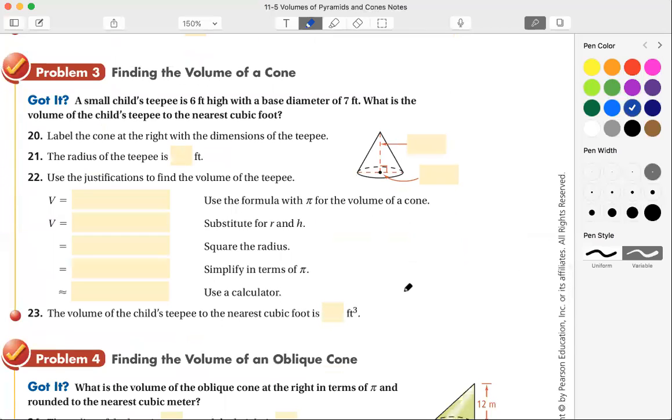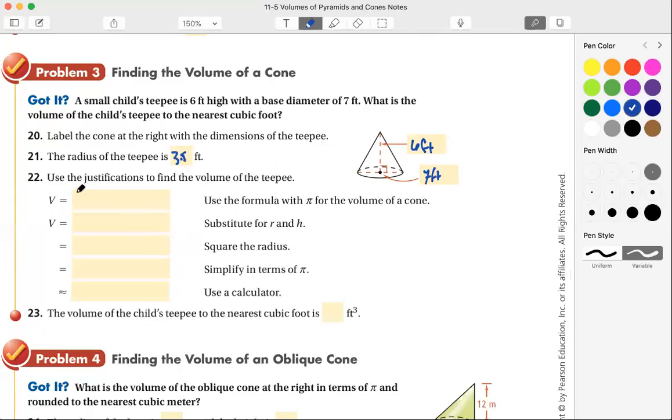All right, so let's find the volume of this cone. So a small child's teepee is 6 feet high with a base of diameter of 7 feet. What is the volume of the child's teepee to the nearest cubic foot? So label the figure first. So we know the height is 6 feet, and we know the diameter, excuse me, is 7 feet. So the radius must be 3.5 feet.